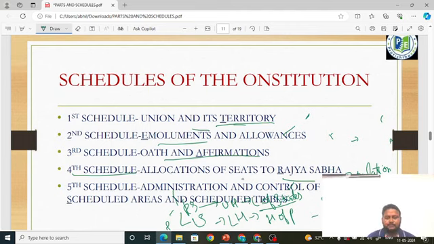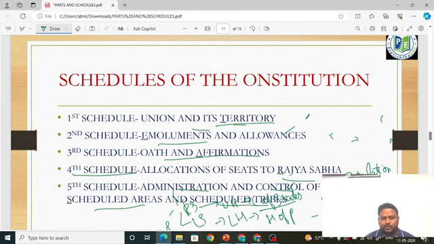Next, fifth schedule. Administration and control of scheduled areas and scheduled tribes. This is under fifth schedule. We will learn about it in detail when we learn fifth schedule as a separate chapter and sixth schedule as a separate chapter. How the administration takes place in scheduled areas and scheduled tribes, what is the power of the governor, what is the power of the president, what is the power of the legislative assembly of those states which are scheduled areas and scheduled tribes, what do you mean by autonomous council. All these things you will learn about when we study fifth schedule and sixth schedule, friends.